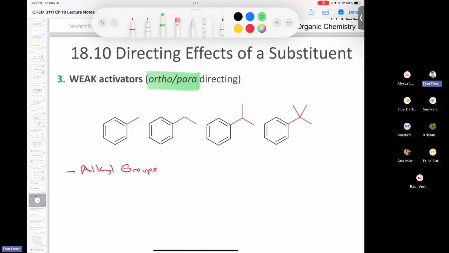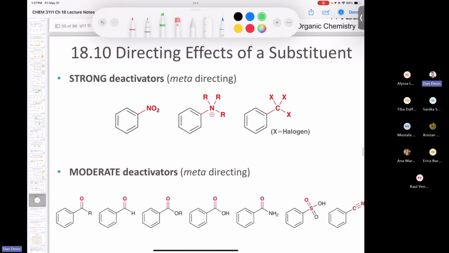So right now we're just talking about activators. Don't worry, we're going to get to the deactivators in just a second. Okay, cool. So those are things that are going to activate the ring towards electrophilic aromatic substitution. Let's talk about some deactivators.